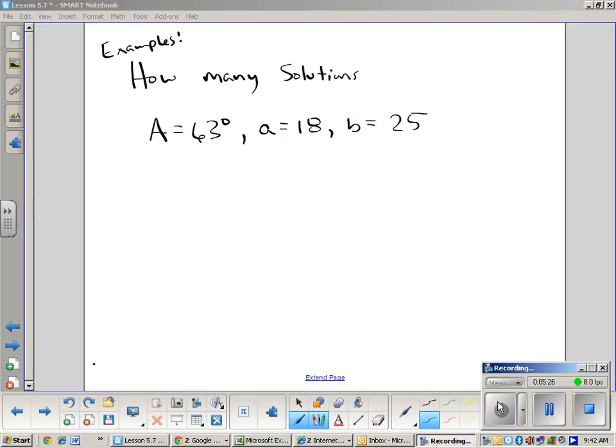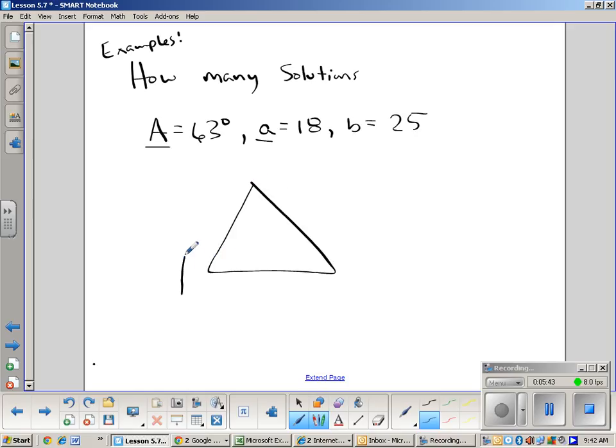So the first example, how many solutions does this have? The only significance in these letters is that angle A and side A are opposite each other. So we're looking at a situation where if this is A, this is 63 degrees, this is 18, and this is 25.